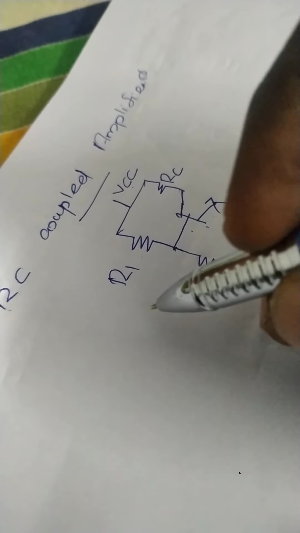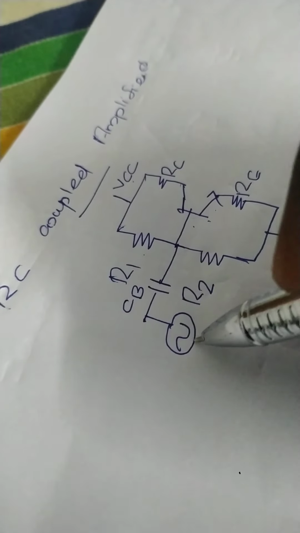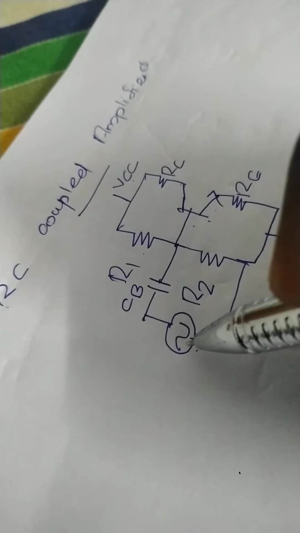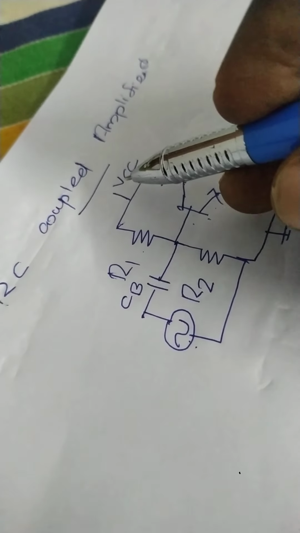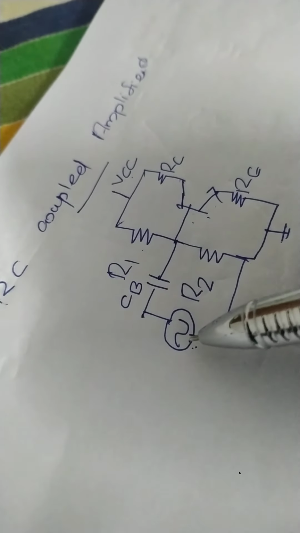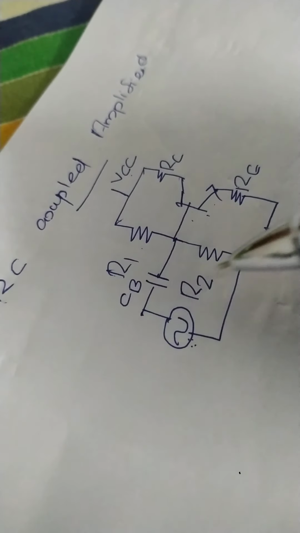We then simply convert it to an RC coupled amplifier. We connect a coupling capacitor to the base region, that is the base coupling capacitor. Then there is an input AC signal. This is the input signal, and this signal is to be amplified. This is the DC voltage, which is used for biasing. The input signal is applied to the base region through a coupling capacitor.